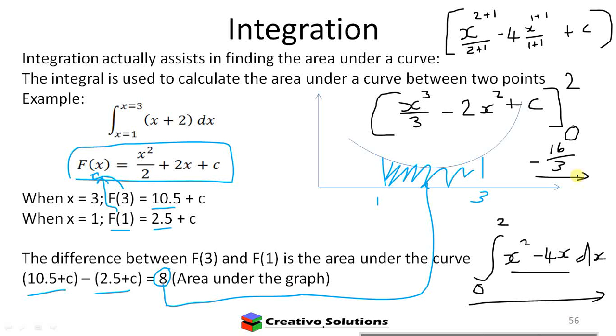Just remember that whatever you get, just make it positive. Why? Because you can't have negative area. Area is positive. You literally just make it positive: 16 over 3. And that's it. That covers that section.